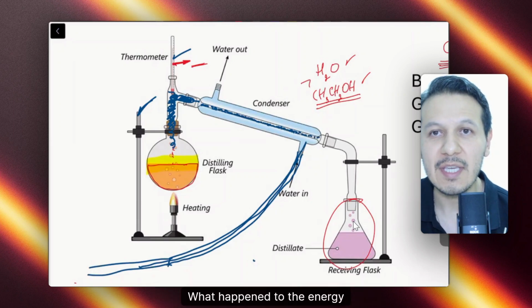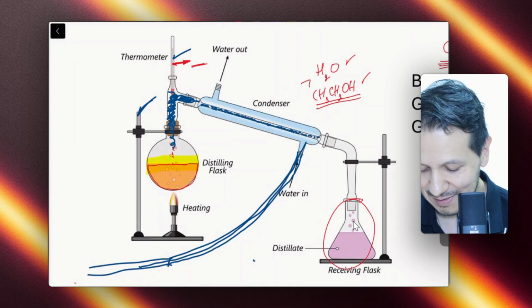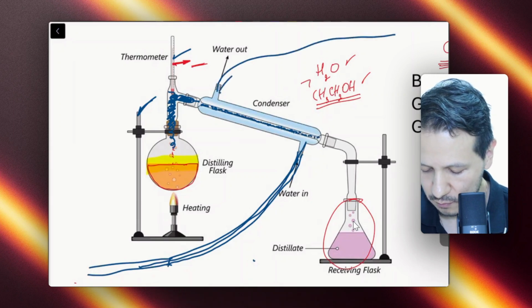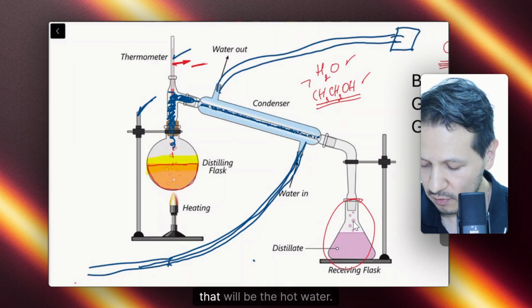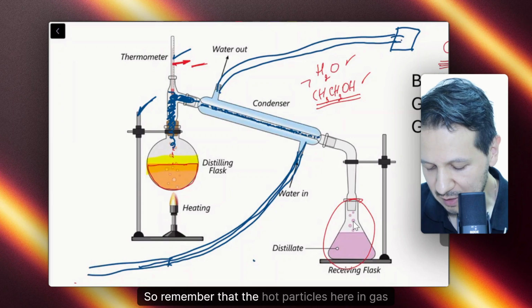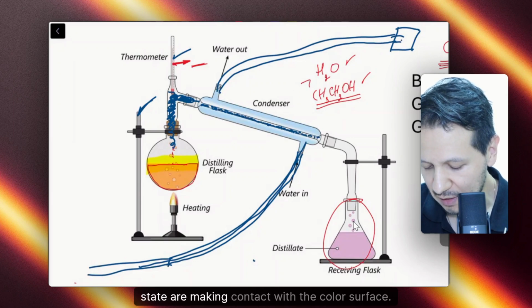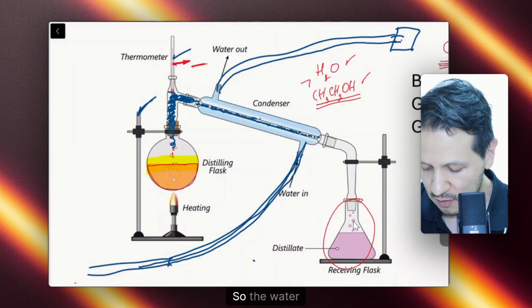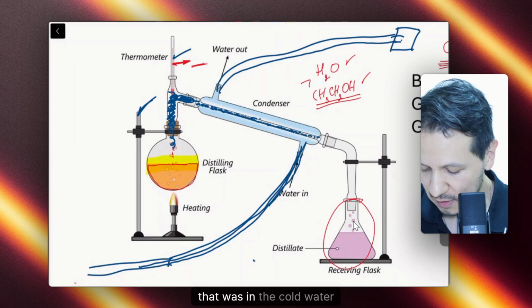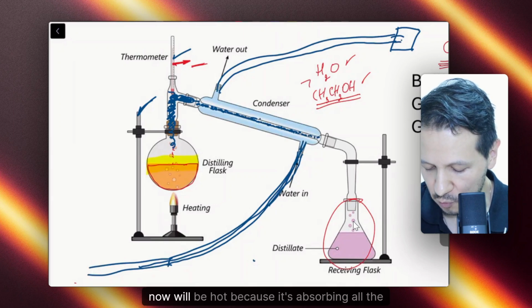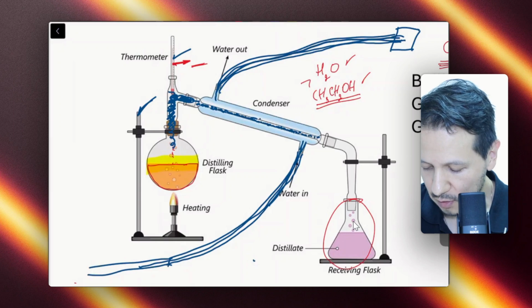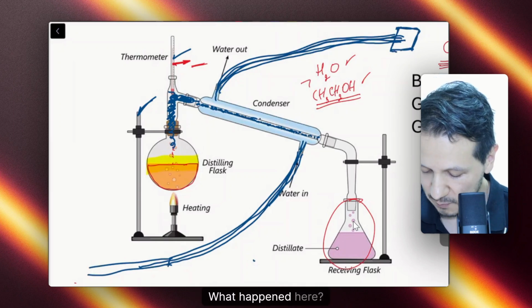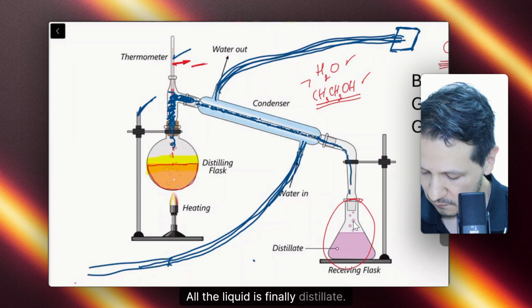What happened to the energy of the gas? There is a hose connected, and we are throwing this in the sink, okay, in the laboratory. That will be the hot water. So remember that the hot particles here in gas state are making contact with the cold surface. So the water that was cold now will be hot because it's absorbing all the energy from the gas. We are getting rid of this hot water in the sink. What happened here? All the liquid is finally distilled.